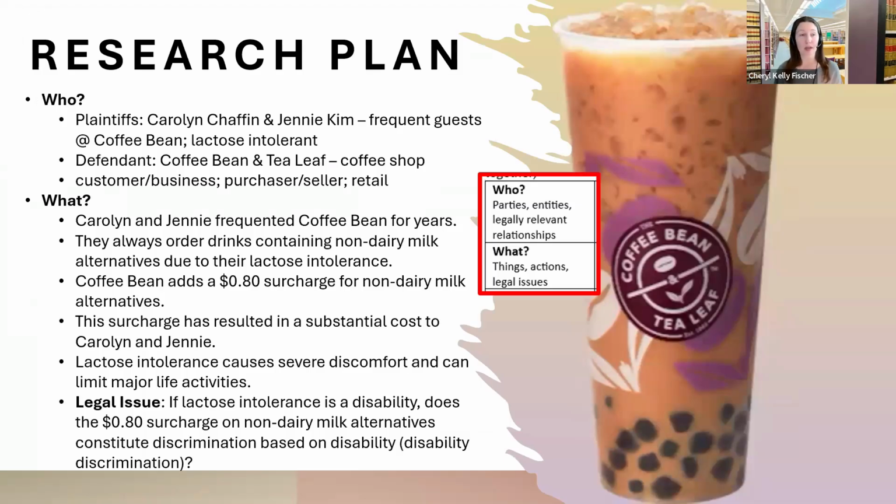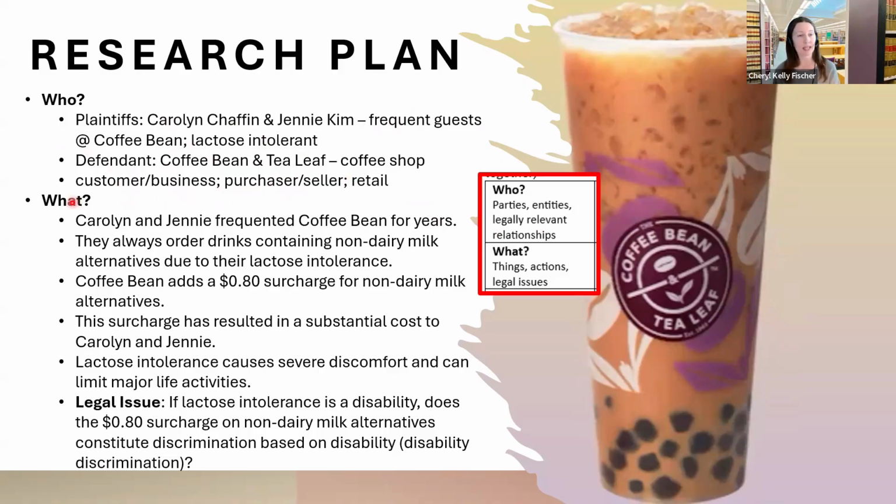So the first two W's, who and what. For who, you're going to think about the parties, what are their entities, and how are they legally related. So the parties, plaintiff and defendant, we're labeling them Carolyn and Jeannie, Coffee Bean and Tea Leaf. Who are they? What kind of entities are they? They are frequent guests to Coffee Bean. They are lactose intolerant individuals. The defendant is a coffee shop. And then what are their relationships? So it's a retail relationship, right? So they are customer and business or purchaser and seller.